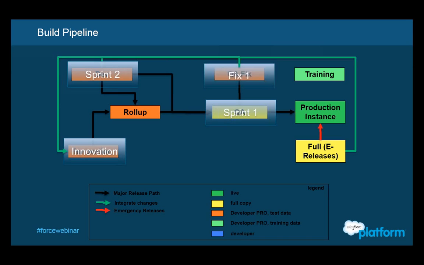We fast forward 2 weeks. We find an issue in sprint 1, and so we need to fix that. And the place where we're going to fix that is this QA fix environment.